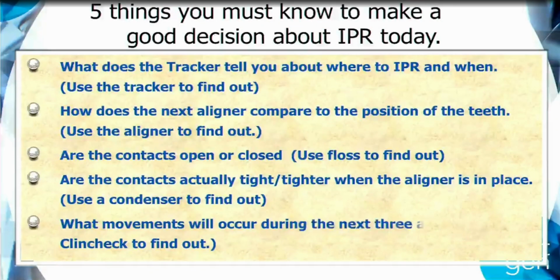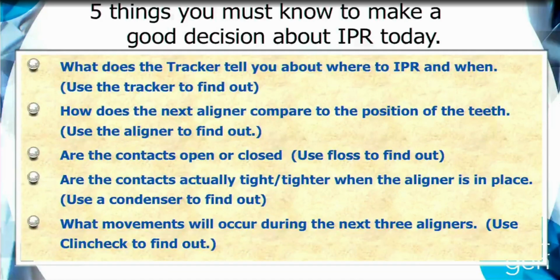Now, the last one, what movements will occur during the next 3 aligners? Why 3? Well, my default is I get them 3 at a time. So what happens if it's open today, and then I check the next 3, click, click, click, and they close or overclose? That'll change everything, won't it? Because I'll know that in 3 aligners, I have to do some IPR. Or I have to do it before 3 aligners. So I only have 2 choices.